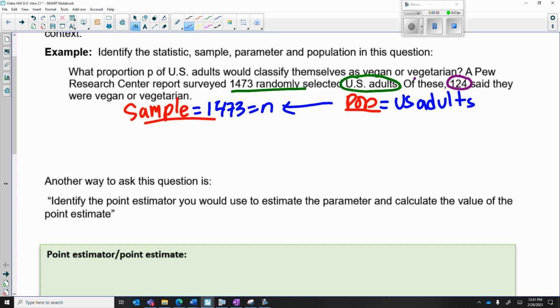So notice we see the word "of." So this actually indicates that it's a proportion. So if it's a proportion, we're going to do a fraction, and specifically we're going to do 124 divided by 1473. Because this came from the sample, this is called a statistic, and this is actually the sample proportion. So we call this p hat.